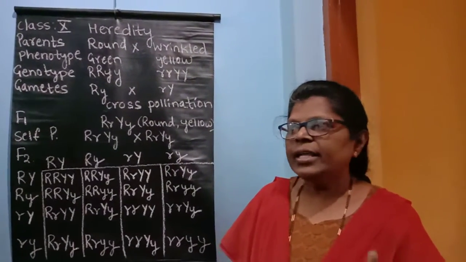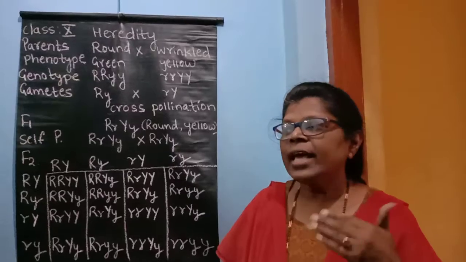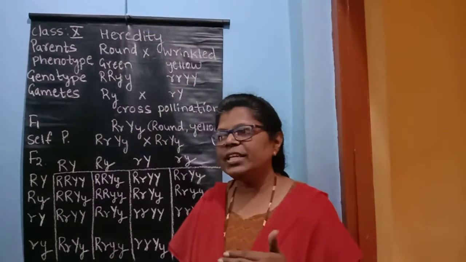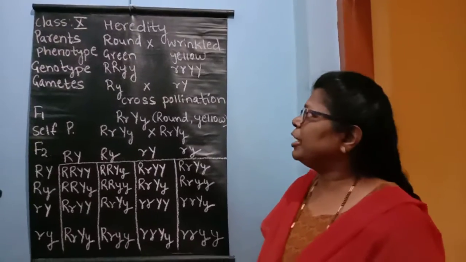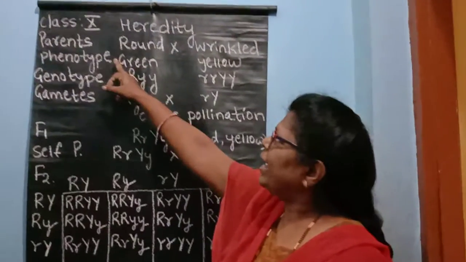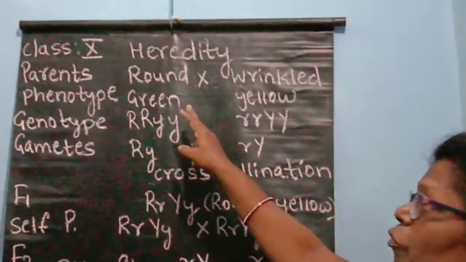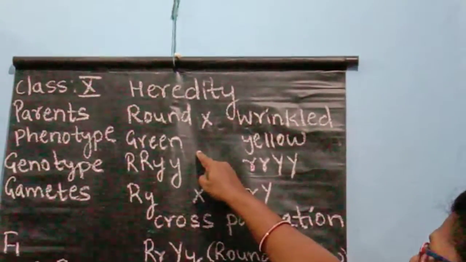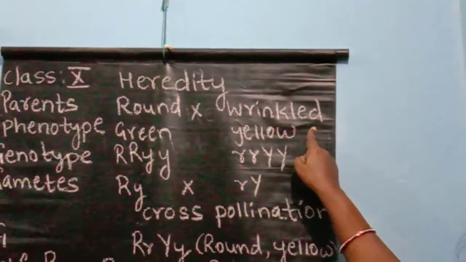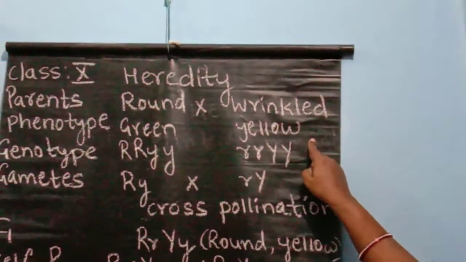Mendel told that separate traits, such as shape and color of seeds of pea. So now let us see Mendel's next experiment. Let us take the parents. There are two types of plants: the plant with round seeds and green color, and the plant with wrinkled seeds and yellow in color.